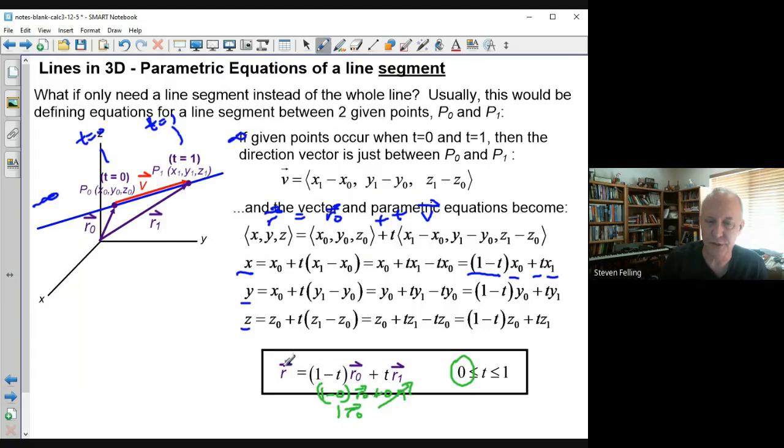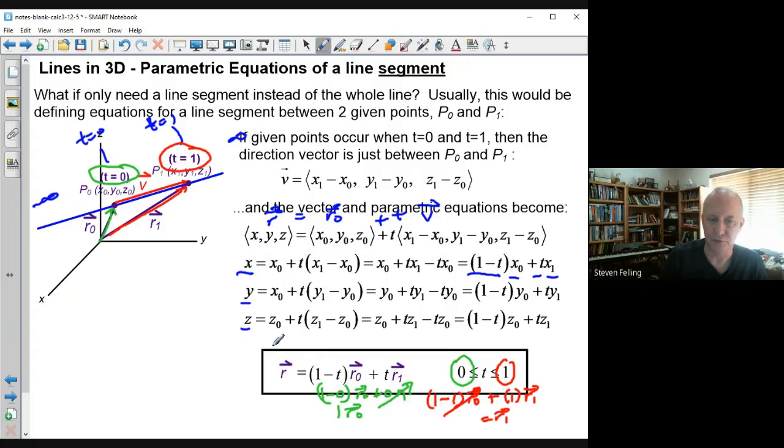And that means that the position vector is positioned right at the initial point when t equals 0. But if you make the parameter 1, then you get 1 minus 1 times r0 plus 1 times r1. So you've got 0 r0, and this is equal to just r1. So when the parameter t is 1, you have slid over to this point. And as you smoothly move t from 0 to 1, the point smoothly moves along the line segment from the starting point to the end point.